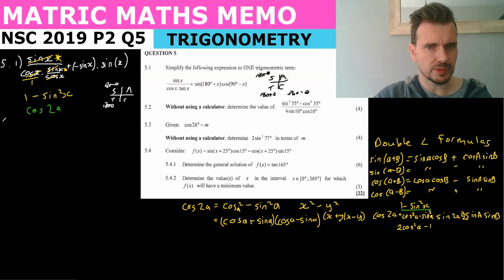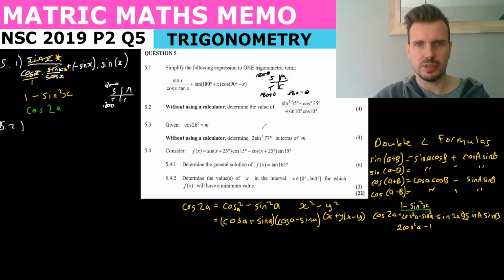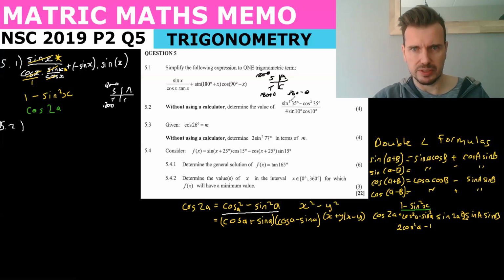5.2. Without the calculator, they want to change this from sine squared 35 to cos squared 35. Well, we can already see that we were just talking about cos 2a, and how that is the same as this. So we could turn it into cos 2 times 35, which would be cos 70. We just see, would that help us?